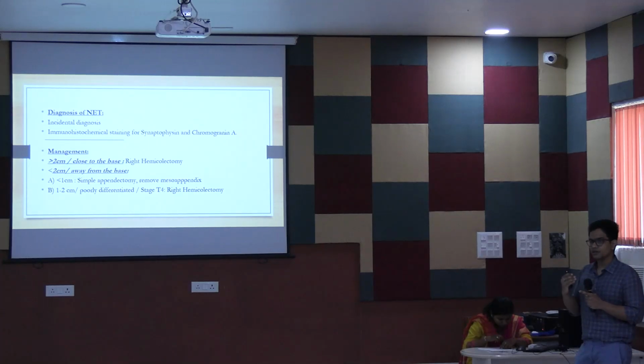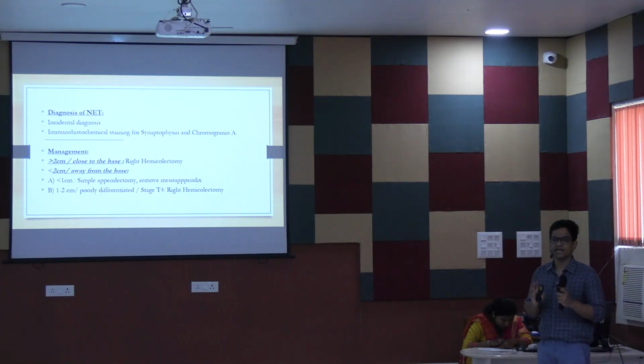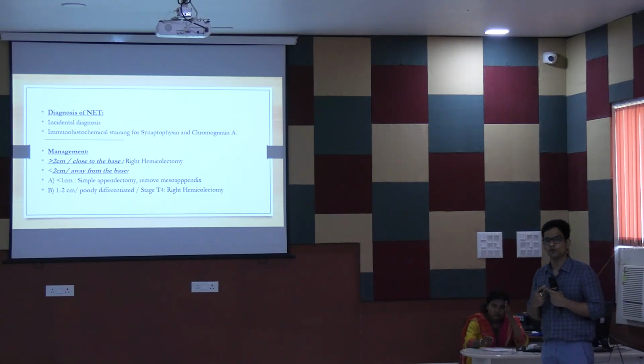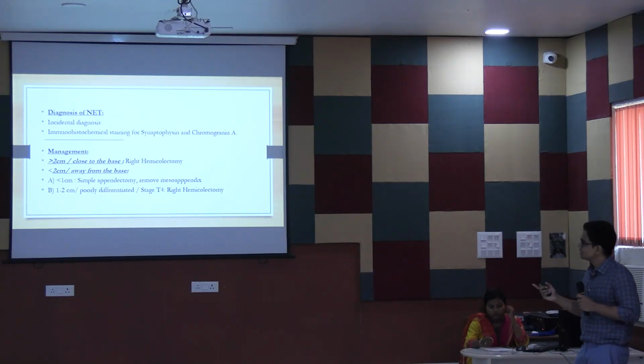If the mass is more than 2 centimeter or close to the base, you have to go for right hemicolectomy. If it is less than 2 centimeter and away from the base, now there are two criteria. If it is less than 1 centimeter, you should go for only simple appendectomy and follow up of the patient. And if it is 1 to 2 centimeter or poorly differentiated, T4, you should go for right hemicolectomy.